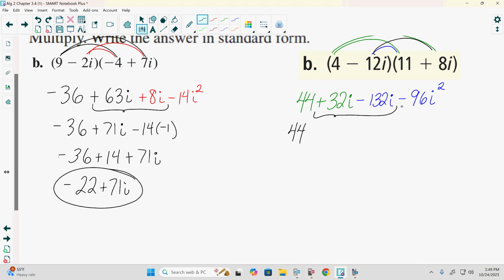At this point here, 44 does not have any like terms. But 32i and negative 132i do. And if we combine those, we get negative 100i. Also, we do have to simplify our i squared term. We can't leave it as i squared because i squared is negative 1. So we're going to replace i squared with negative 1.